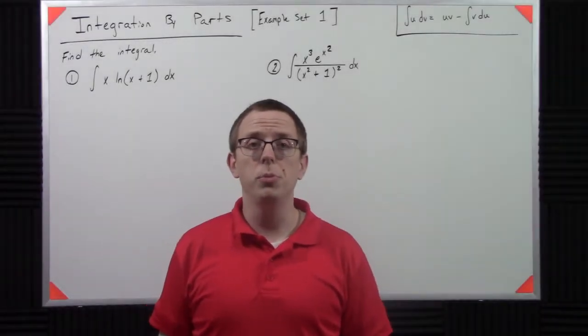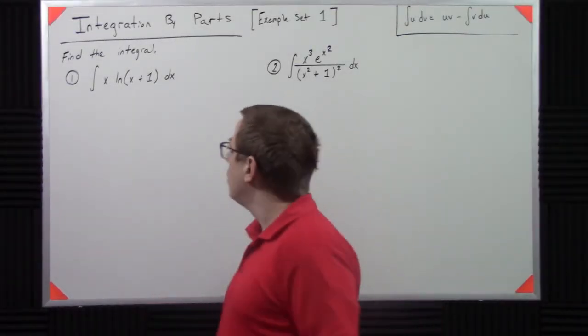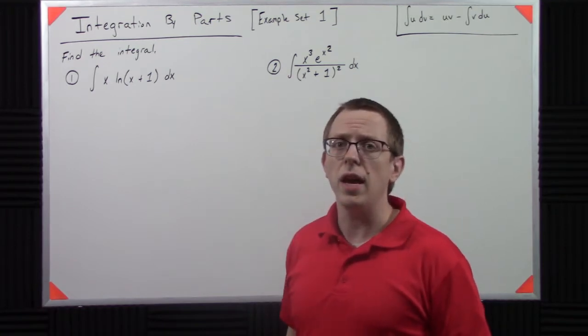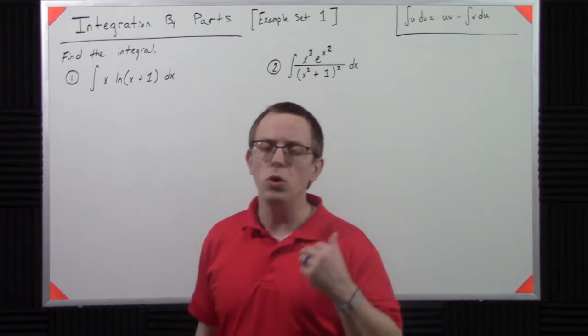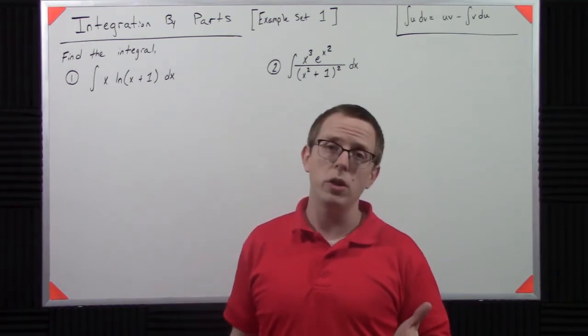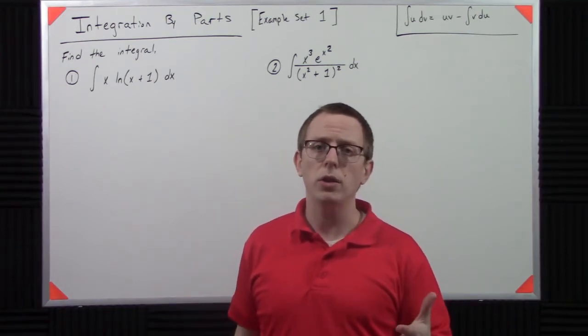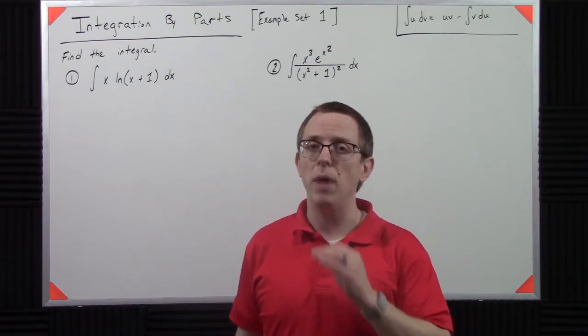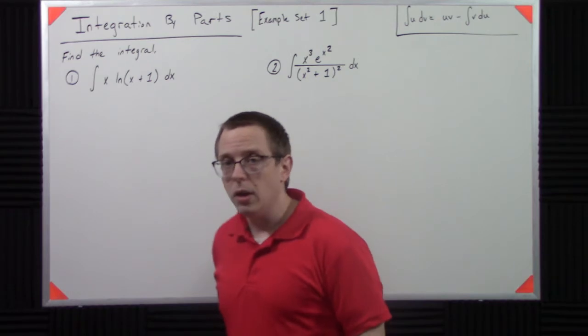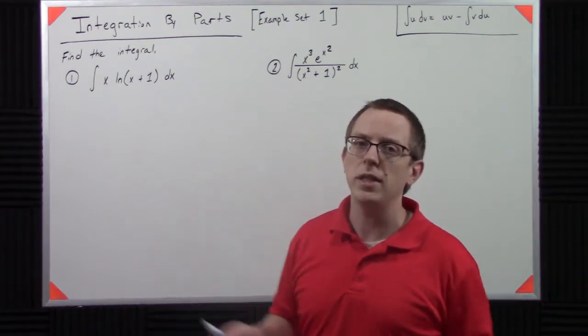Let's continue working some integration by parts problems. The first one is the integral of x times natural log of x plus 1 dx. You could do this by integration by parts, and there's nothing wrong with that. But what I would like to do is a substitution first, and maybe that'll make our lives a little easier. You don't have to do it this way, but this is how I would approach it.